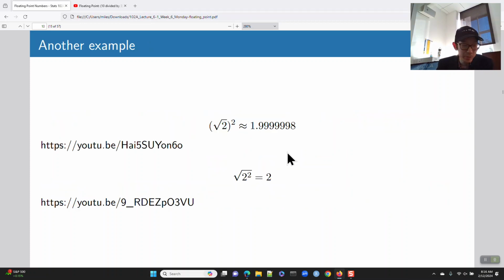Just a couple more examples. If you take the square root of 2 and then you square it, you won't get 2 back, you'll get 1.99998. On the other hand, if you do 2 squared, and then you take the square root of that, you'll get back 2. And so these things also break our rules.